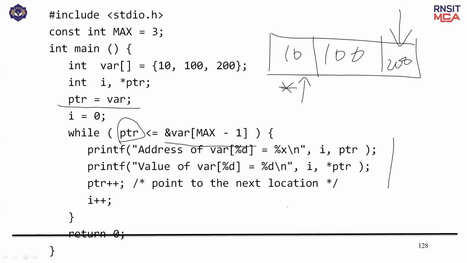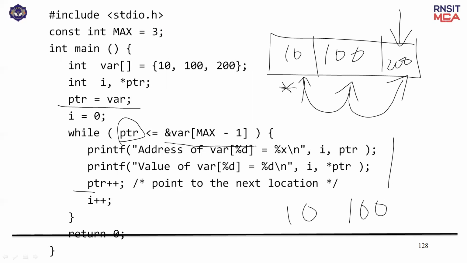So it is going to print 10. Now PTR plus plus, PTR will increment, and I also increments because I is being used here. Now you are checking whether the pointer address is less than or equal to the last element address. Yes, it is going to print 100. Next, PTR plus plus, it moves.